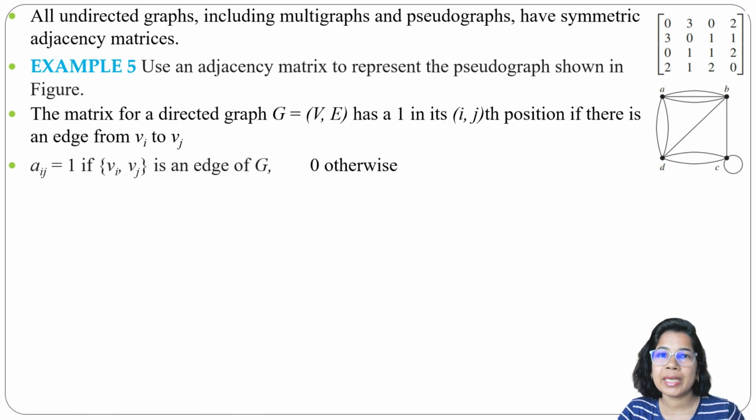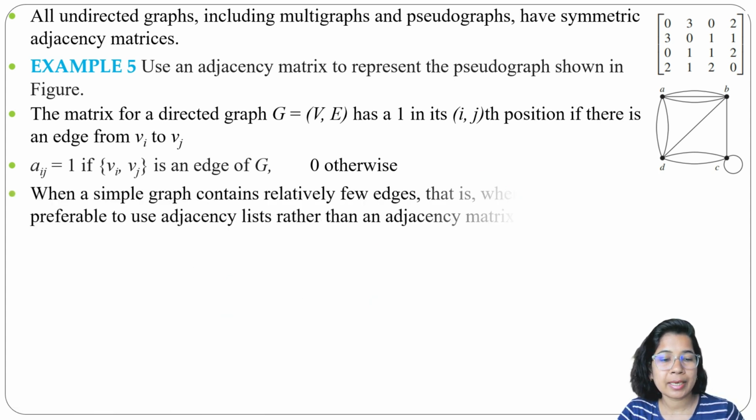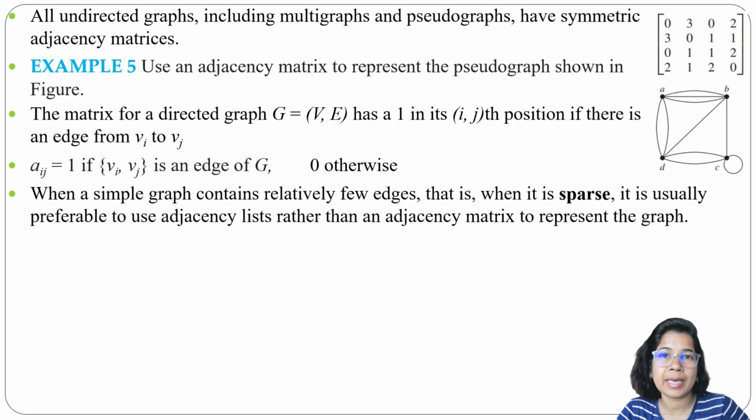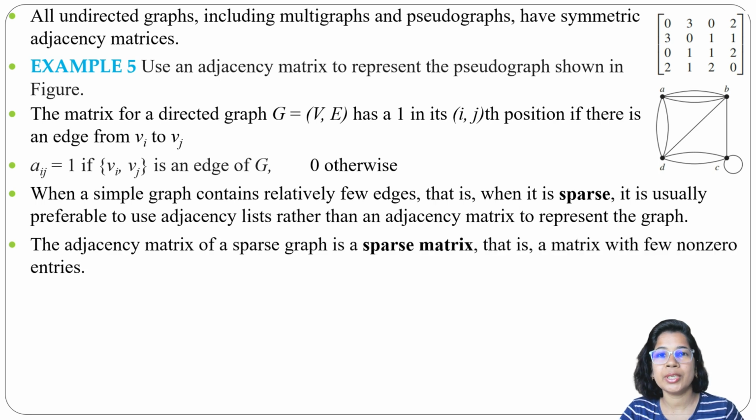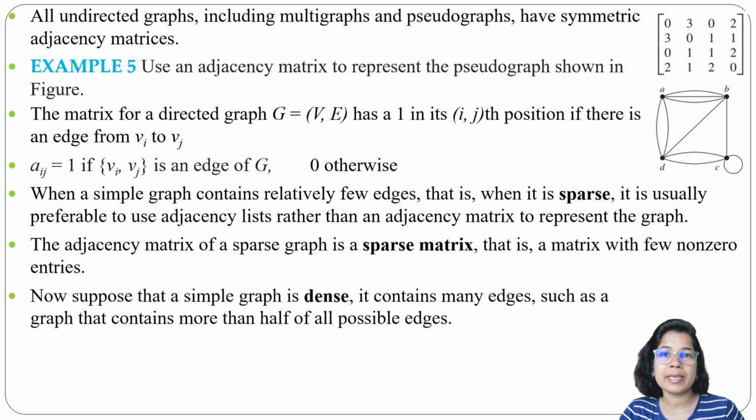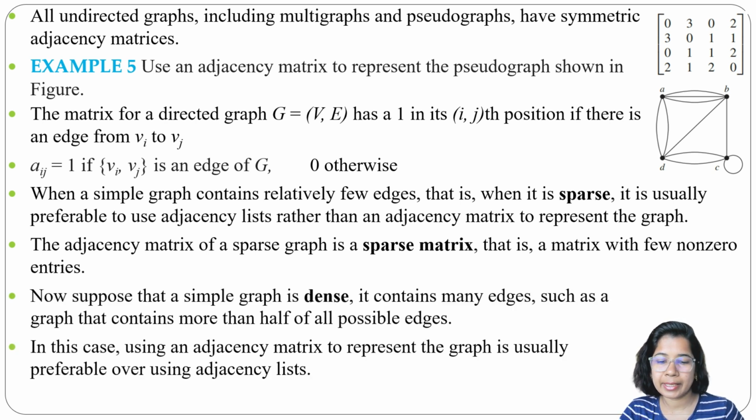If there are fewer edges, that is called a sparse graph. And in case of sparse graph, adjacency list representation is a good way. And in case of dense graph, adjacency matrix representation is a good way. So we can call the matrix for a sparse graph a sparse matrix, and the matrix for a dense graph a dense matrix.